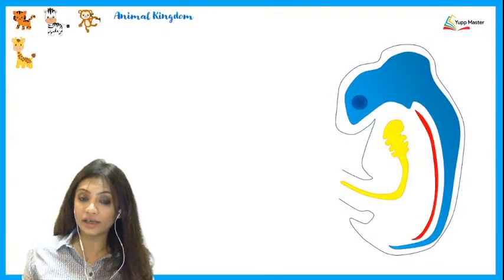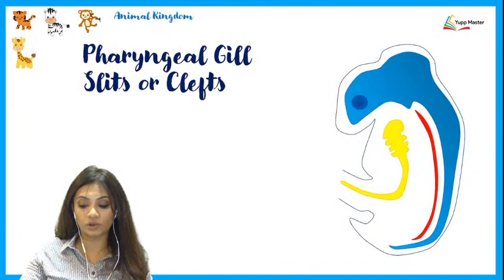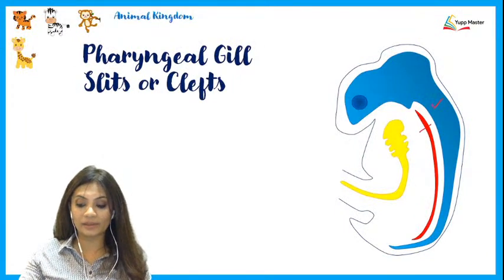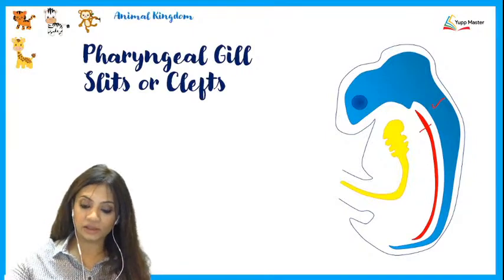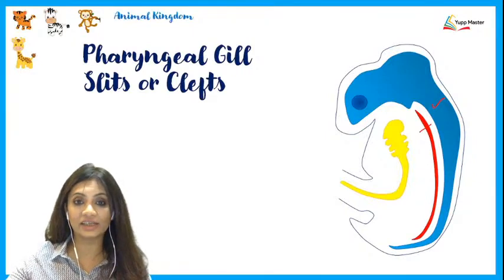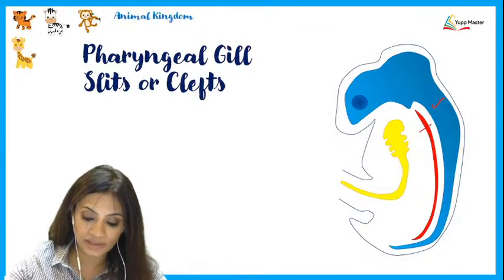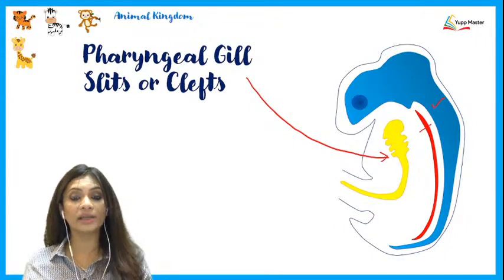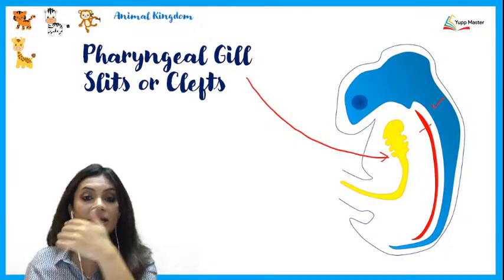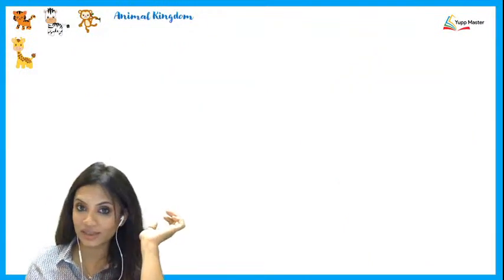Out of the four salient features, we have completed the notochord and the nerve cord. Coming to the third one, the third important salient feature of a chordate is the presence of pharyngeal gill slits, or you may call these pharyngeal gill clefts. Now, let's see what this is all about.